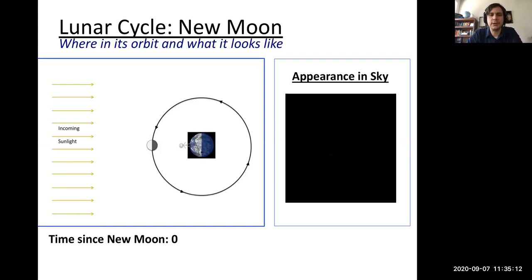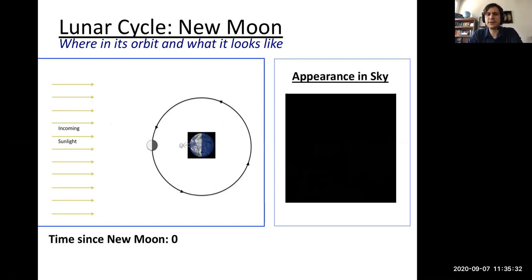But now we're going to look at the Earth, the moon, and the sun, which would be really, really far away. So I'm just going to have sunlight coming in here from the left-hand side. So it's coming in this way. So here we'll look at the orbit of the moon. And over here, we're going to have a picture of what the moon would look like for this observer if they were looking up at the moon.